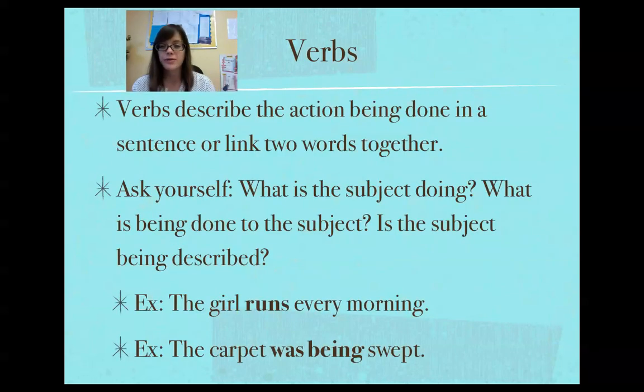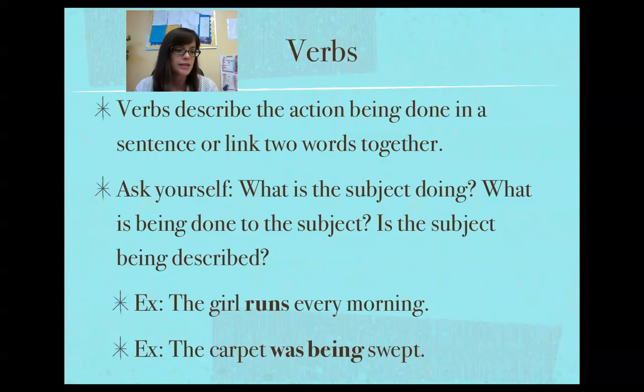Alright, so verbs are very closely linked with subjects, so let's quickly review our verbs. Hopefully we're pretty familiar with them. So verbs, as we should know, describe the action being done or link 2 words together when they're linking verbs. So a few things you can ask yourself to help you find the verb. What is the subject doing? Or what is being done to the subject? Or is the subject being described? Okay, so those three questions should help you find the verb, because you have to ask yourself, okay, do we have a linking verb that's describing the subject, or is the subject doing an action?